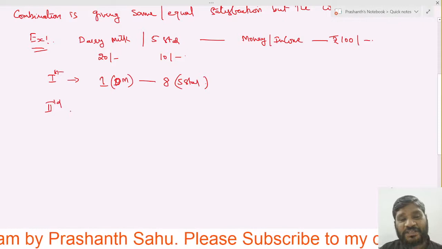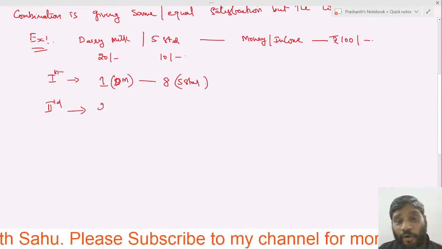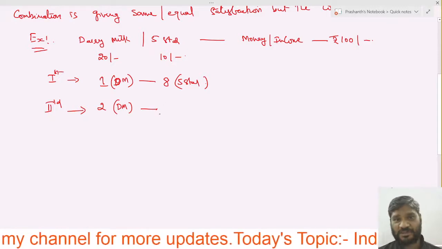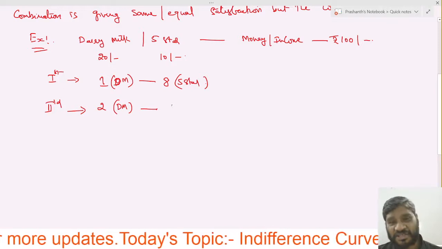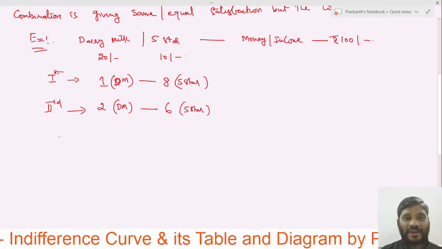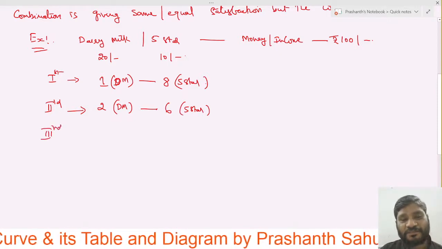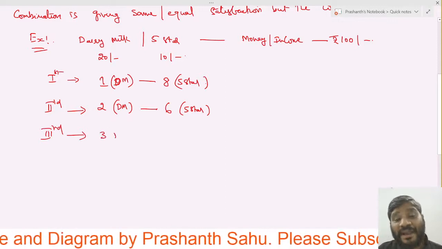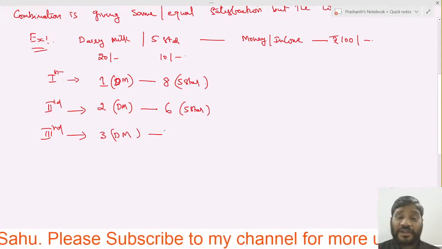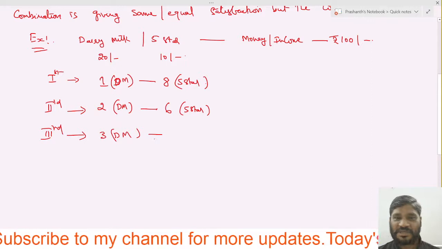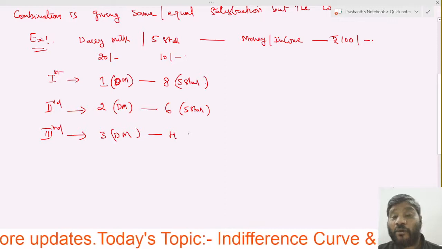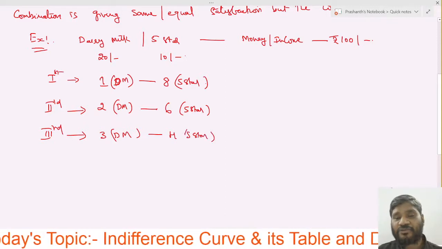Now the second combination: 2 dairy milk. 2 dairy milk is 40 rupees. How much remains? 60. How many 5-stars will he get? 6 5-stars. In the same way, the third combination: 3 dairy milk, which is 60 rupees. Yes or no? How much remains? 40 rupees. So he gets 4 5-stars.